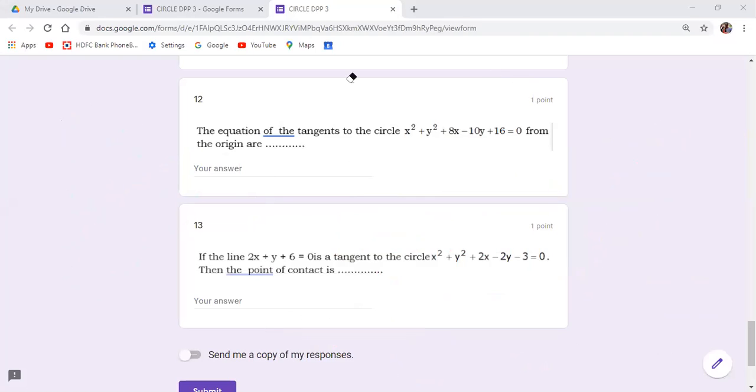All right. Now last question. If this line is a tangent to the circle, find the point of contact. I have not taught you this question. How will you find this?